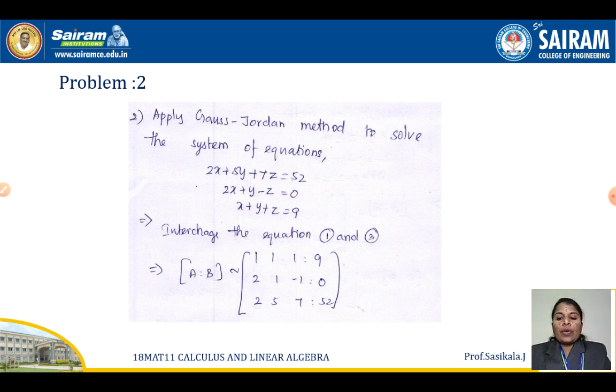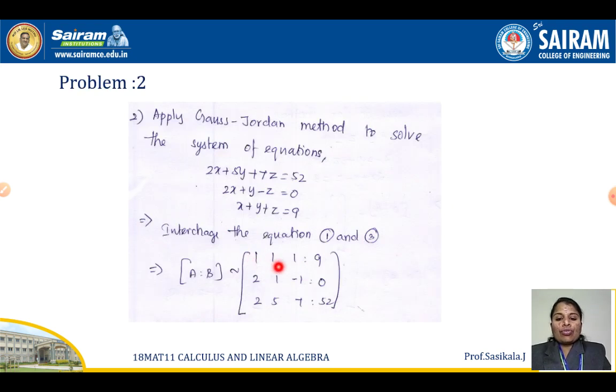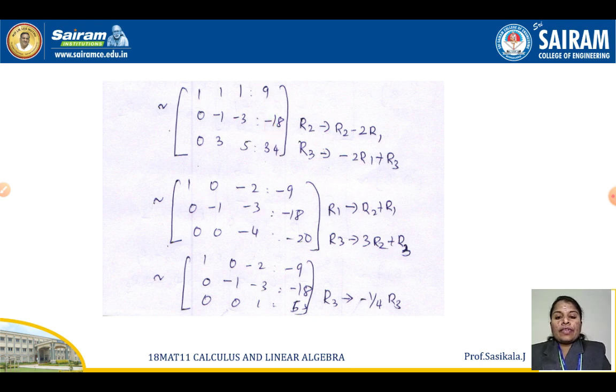Okay, so for that reason you interchange the third equation and the first equation, it will be easy to do. Okay, so the equivalent matrix of A and B is 1 1 1 9, 2 1 minus 1 0, and 2 5 7 52. So this is the augmented matrix after interchanging. Okay, now to make the second row and third row 0, we have to use the first row, which is R2 implies R2 minus 2 R1. So what will happen? Multiply with 2: 2, 2, 2, 18. So 2 minus 2 is 0, 1 minus 2 is minus 1, minus 1 minus 2 will be minus 3, and 0 minus 18 will be minus 18. That has come: 0, minus 1, minus 3 and minus 18.